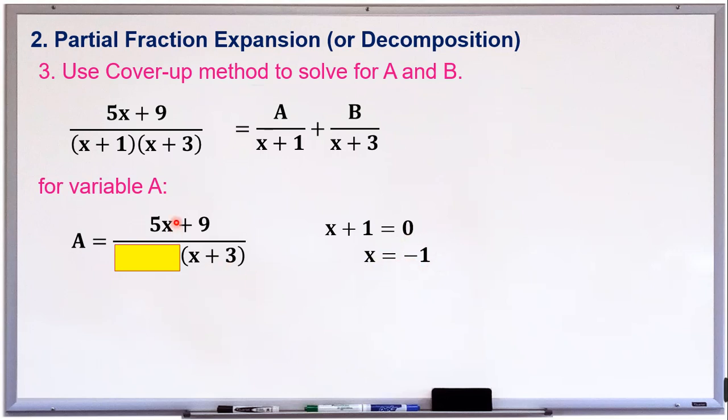So we have a equals 5 times negative 1 plus 9 all over negative 1 plus 3. So the answer is 2. So our a is equal to 2. So this is how you're going to perform the cover up method.